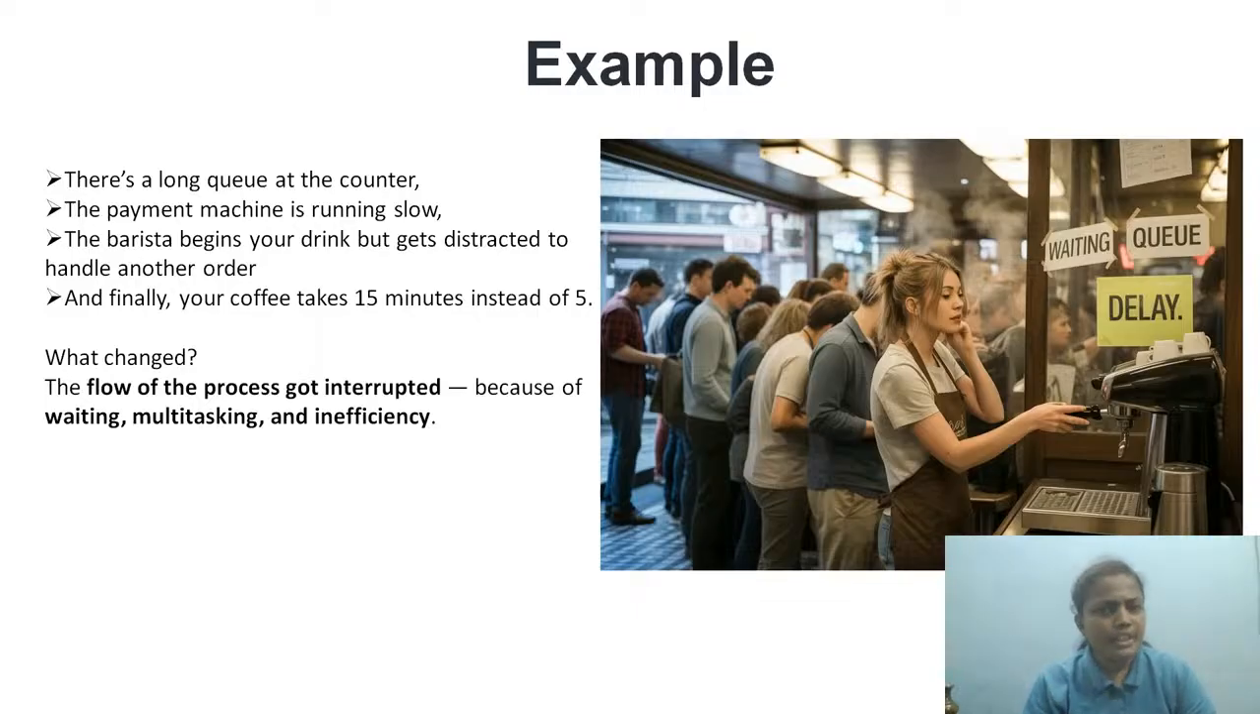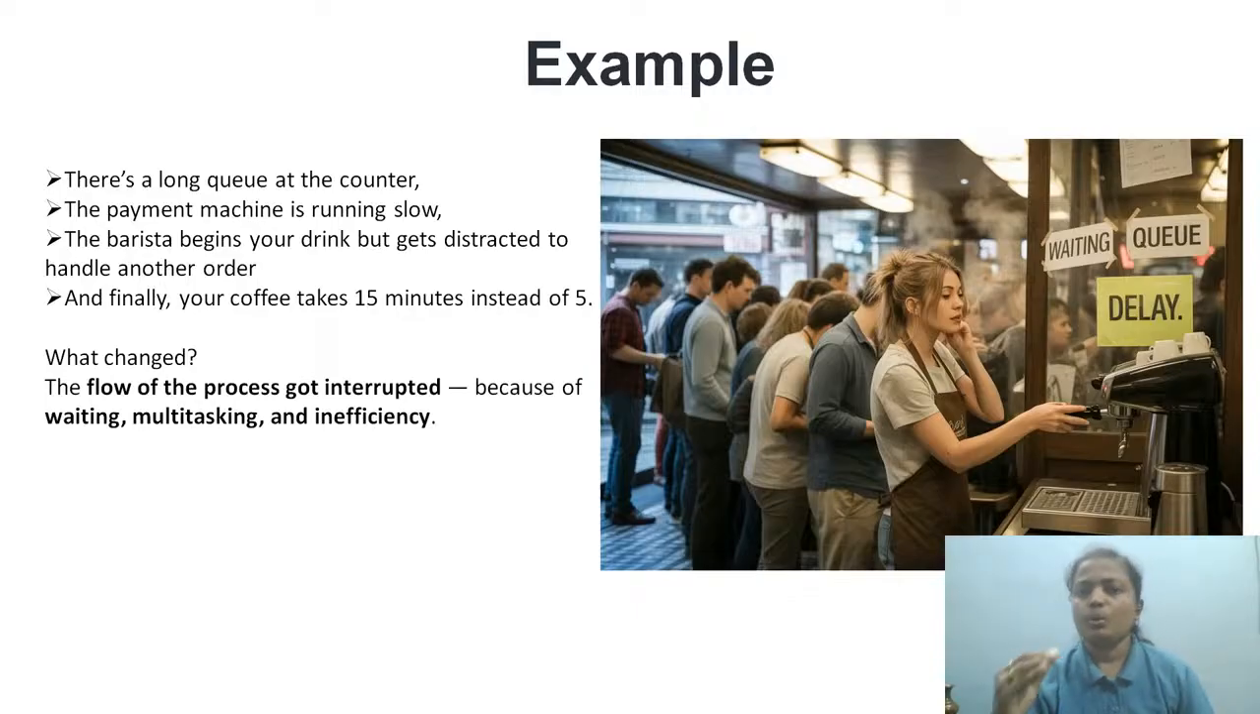Now, what changed here from the first example? The flow got completely interrupted because of different reasons. Payment machine is not working fine, so there is a long queue. First of all, there is a waiting period, and on top of that, machine is also not cooperating. It's slow. In addition to that, people are doing kind of multitasking. Inefficiency. So these all are different levels of interruptions that got created in the flow. Overall flow got disturbed. What is the end result? The end result is, instead of 5 minutes, it took 15 minutes of time for a single work item, which is the cup of coffee.